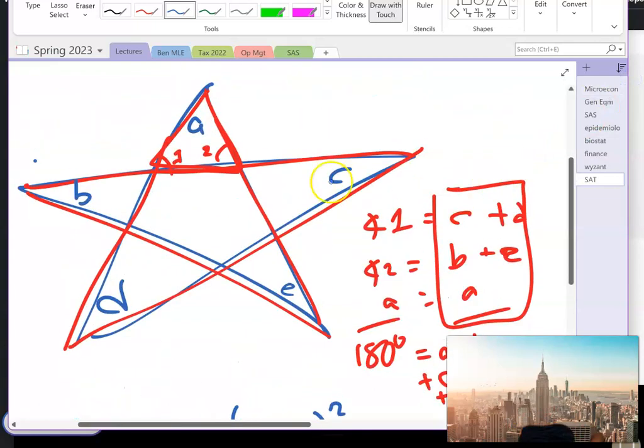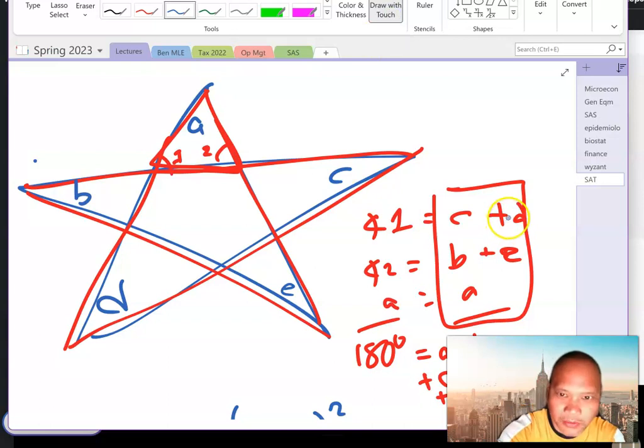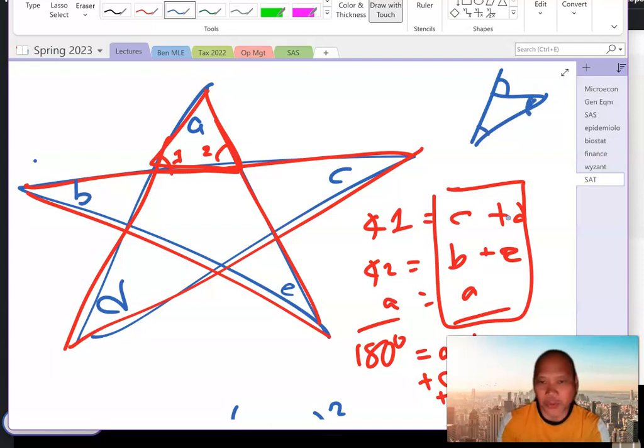All we need to do is recognize that the angle 1 here is actually equal to C plus D, because of this property here. If you have this thing, this one will be equal to the sum of these two. Why? Because this one is 180 while this triangle is also 180, so that should be true.